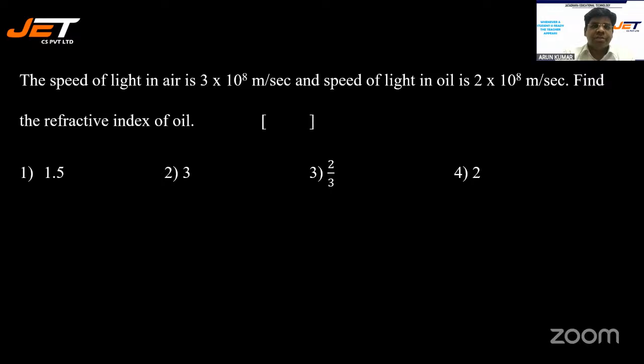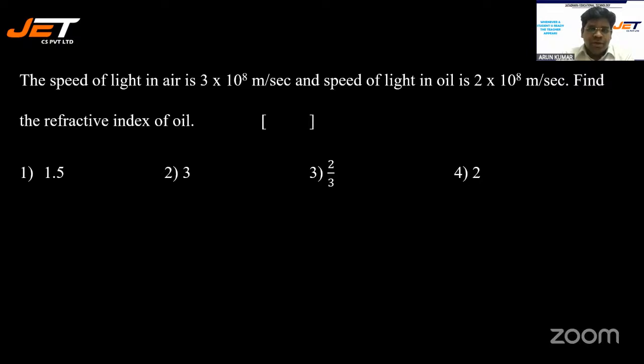Speed of light in air is 3 times 10 power 8 meters per second. Speed of light in oil is 2 into 10 power 8 meters per second. Find the refractive index of the oil. So how do we find the refractive index given the speeds of light in the medium? How do we find, students?